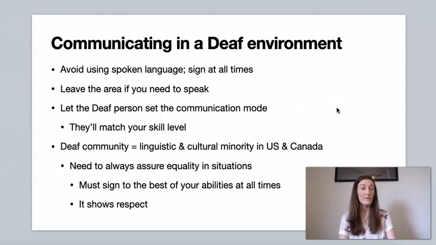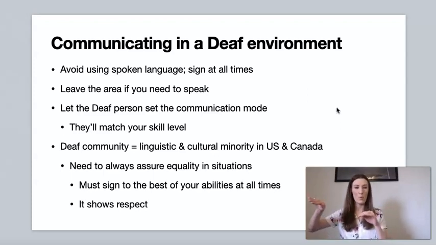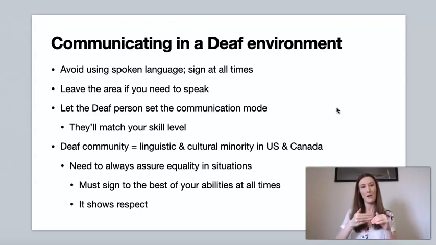Communicating in a deaf environment. This is for when you guys venture out into the deaf community, when it is safe to do so. Okay, so when you are in that environment, you should be signing at all times. There's no talking whatsoever. Okay, if you do need to talk, let's say maybe a parent comes, you need to answer the phone, step away, take care of your business, and then come back.